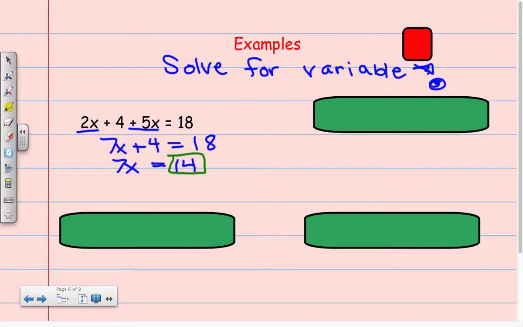But you have to show this whole step. You have to. Now I have 7x is equal to 14. How do I move that 7? Divide. So 14 divided by 7 is 2. So x is 2.